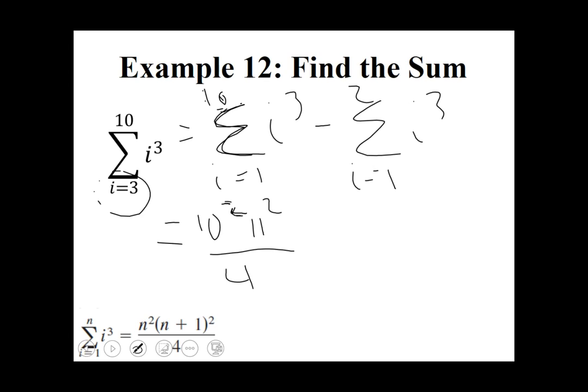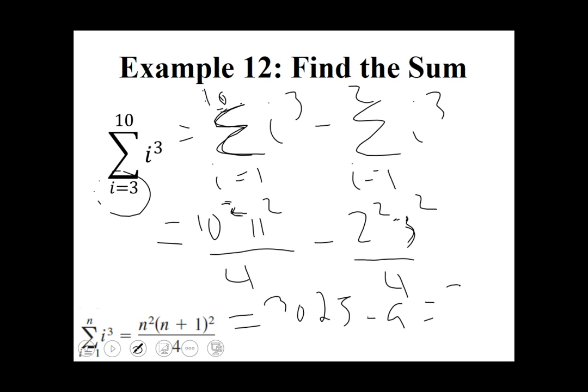So 10 squared times 11 squared divided by 4, minus, the n in this case is 2 squared, n plus 1 squared is 3 squared, divided by 4. Sorry, I think my stylus is a little dirty. If you perform each of those calculations, you're going to get 3,025 minus 9, which is going to give you a final sum of 3016.